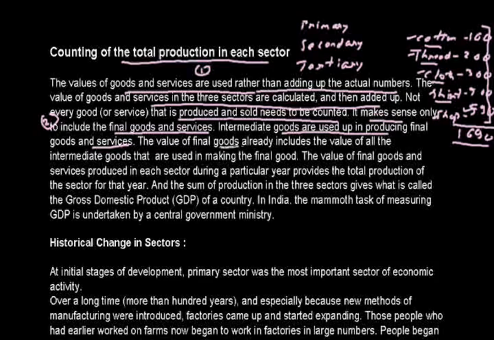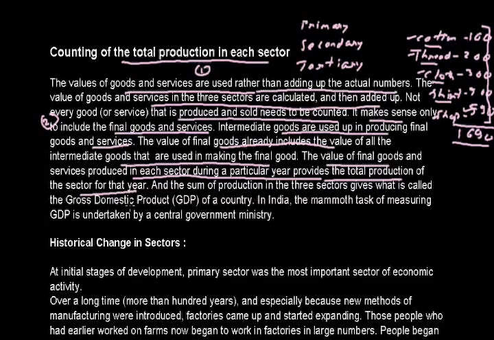The value of final goods already includes the value of all the intermediate goods that are used in making the final good. The value of final goods and services produced in each sector during a particular year provides the total production of the sector for that year. Again, I would like to say one particular thing, that the final production is not counted in quantity. It is always counted in value. The value of the final goods and services. So that will give you the final value of goods and services produced in that particular sector, and the sum of production in three sectors gives what is called the GDP.